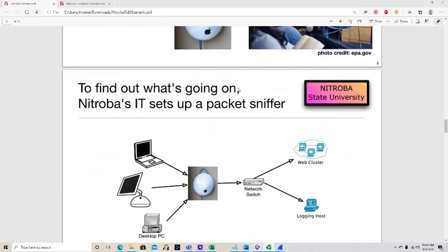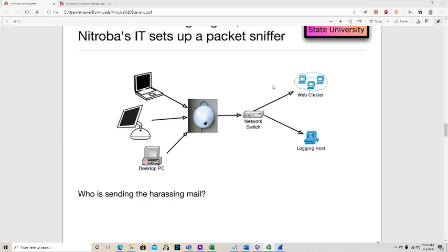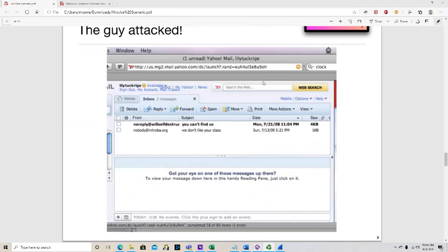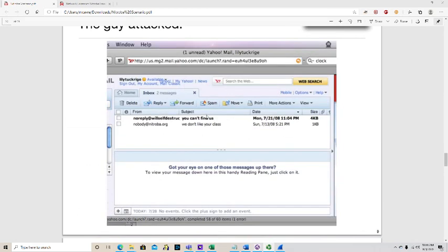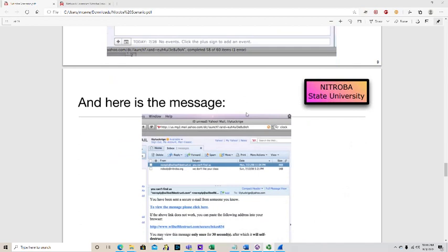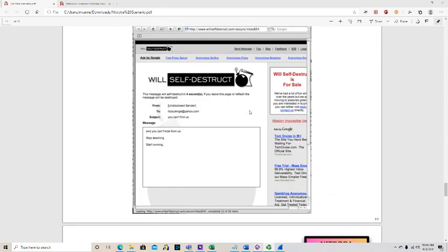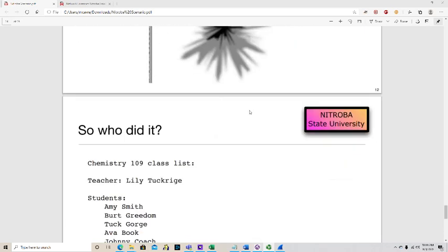So overall, you've already gone through and set up the packet sniffer and captured information. We waited, and we did get a new email that was sent, and we captured that message that was being sent from that location. We find out that the message was sent from a site called Will Self-Destruct, so the message goes away after a certain period of time.